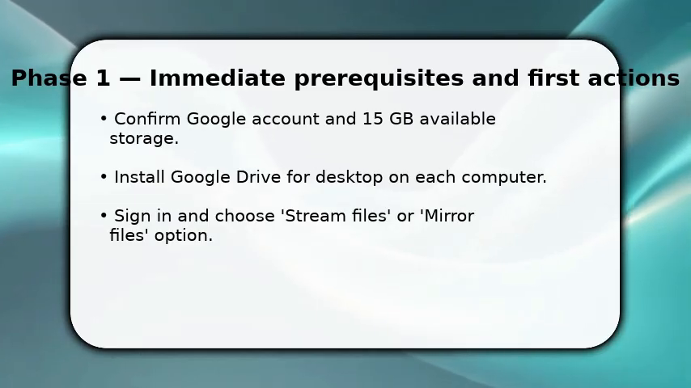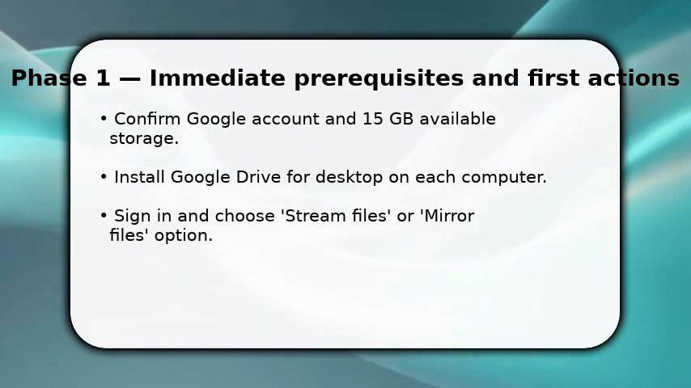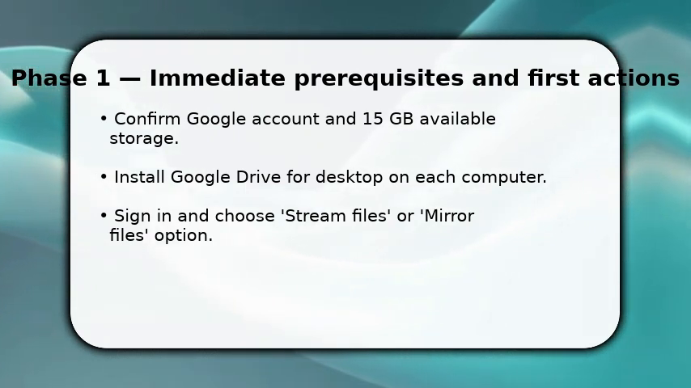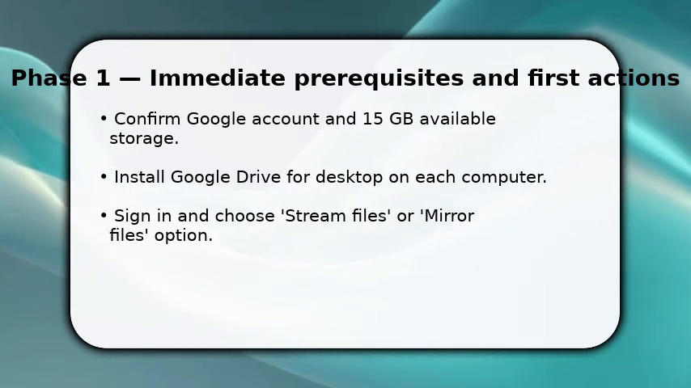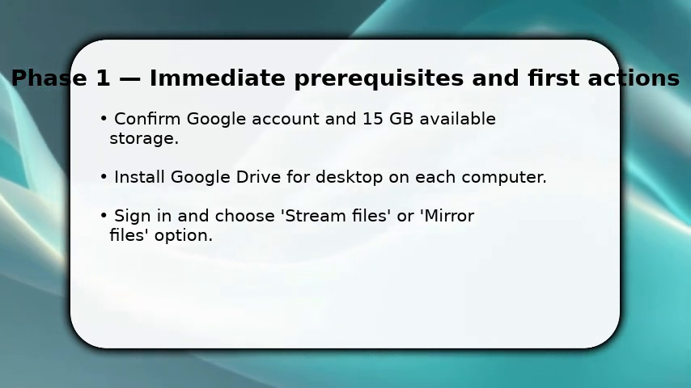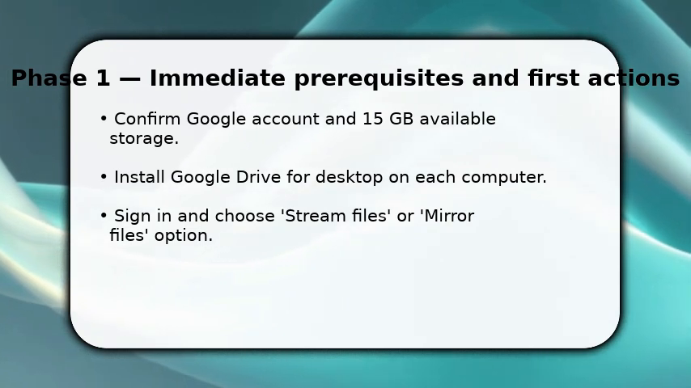You'll start by confirming your Google account and available storage, because sync depends on space. Once installed, open Google Drive for desktop and sign in. Make sure to pick Stream files versus Mirror files based on speed and offline needs. Stream saves local disk space by showing cloud-only files, while Mirror keeps local copies for offline work.